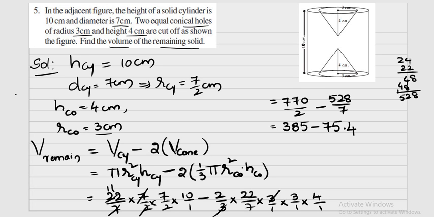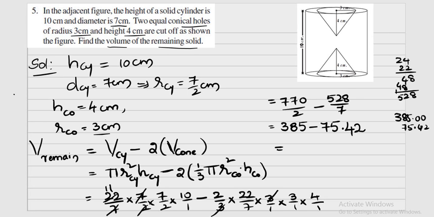So 7 4s are 28. So again I am going to get 20. So 20 means, so 7 2s are 14. So I need to subtract this. So what am I going to get? 385.00 minus 75.42. Now when I subtract this, what am I going to get?